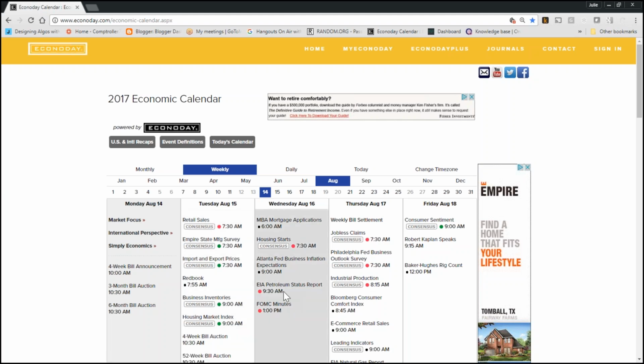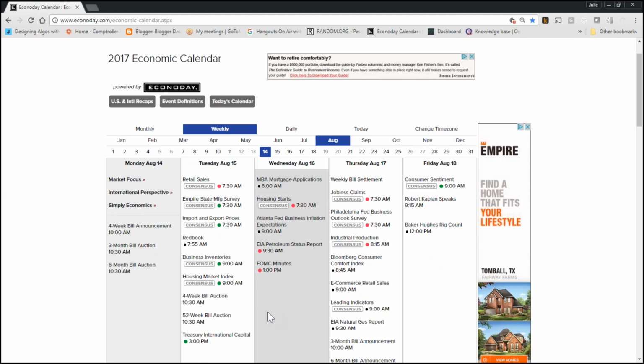Wednesday, EIA, FOMC minutes, so that'll give us a little bit of a heads up on what their thinking is on balancing their balance sheet, getting rid of some bonds or other things that they're holding on to. Industrial production.